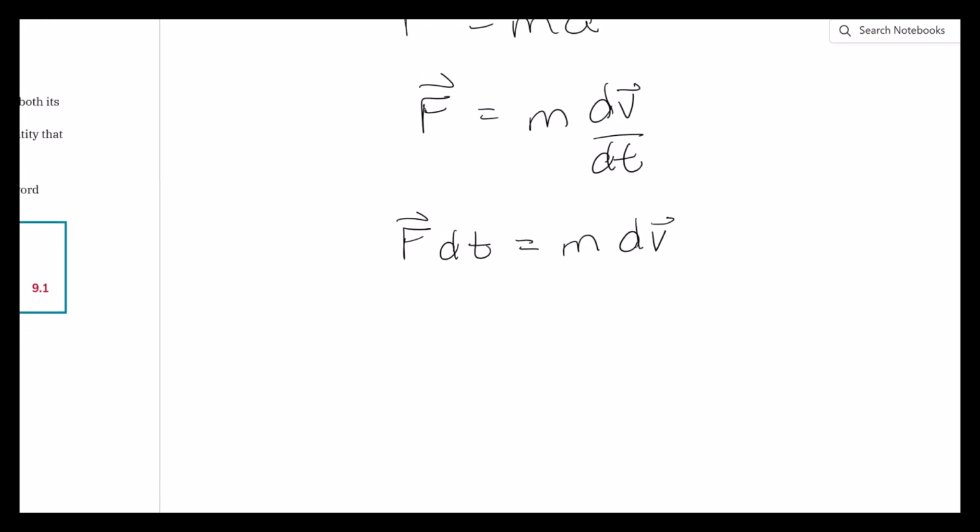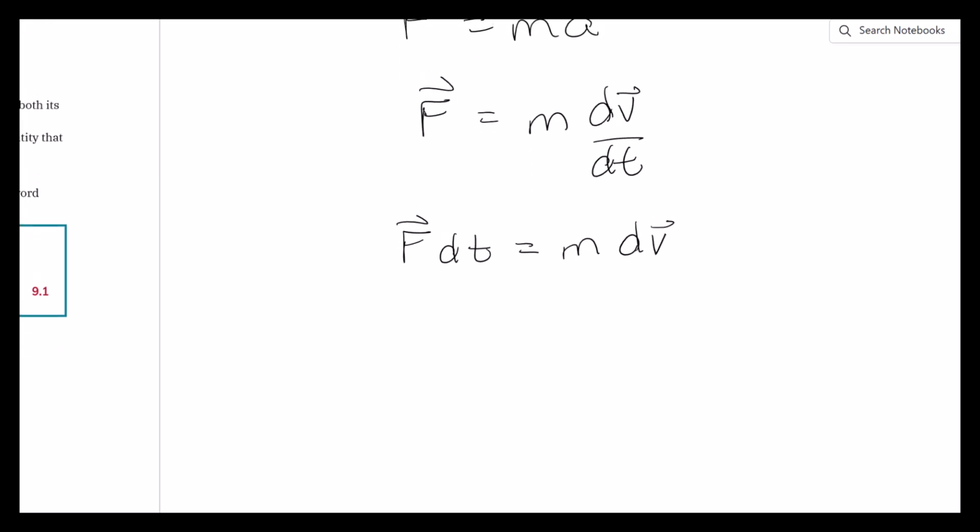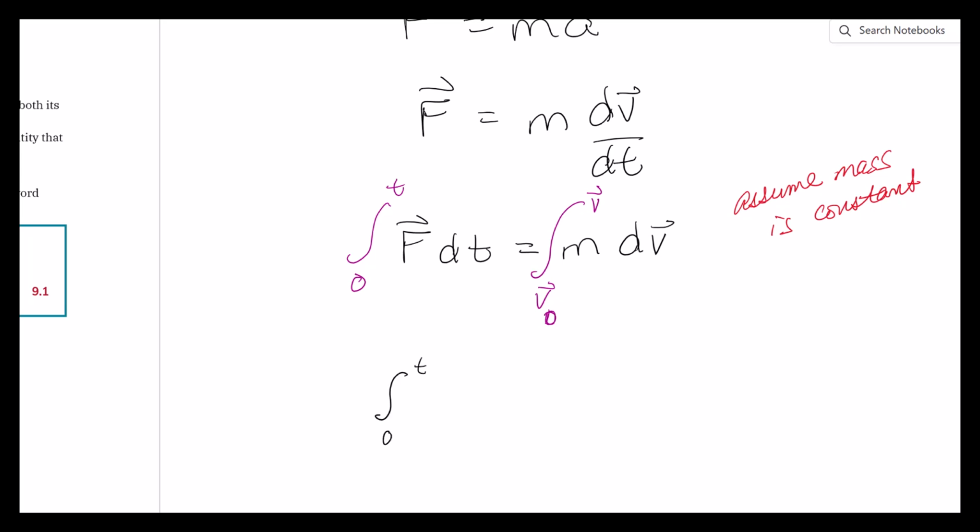Okay, so I'm going to integrate from some initial to some final t, and then integrate from some initial velocity, v naught, to some final velocity. Now, for the purposes of this, assume that mass is constant with respect to velocity. And so this we're just going to leave like this, and I'm going to talk about this in a second.